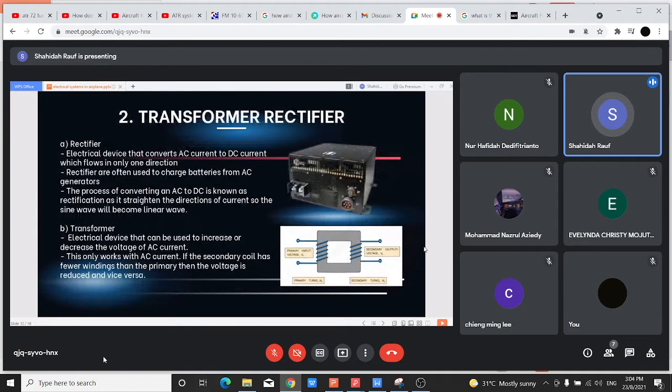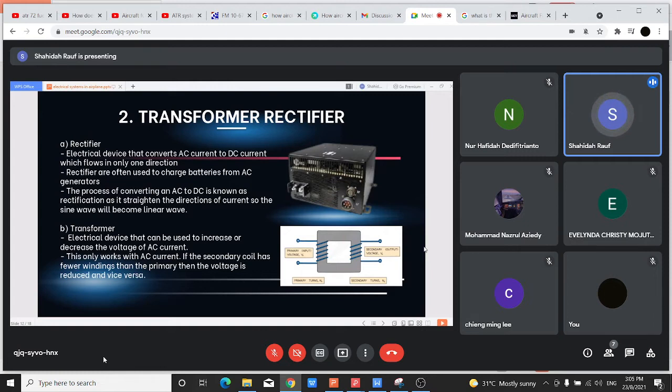Okay, so the second one is transformer rectifier. A rectifier is an electrical device that converts AC current to DC current, which flows in only one direction. Rectifiers are often used to charge batteries from AC generators. The process of converting AC to DC is known as the rectification process as it straightens the direction of current, so the sine wave will become a linear wave.